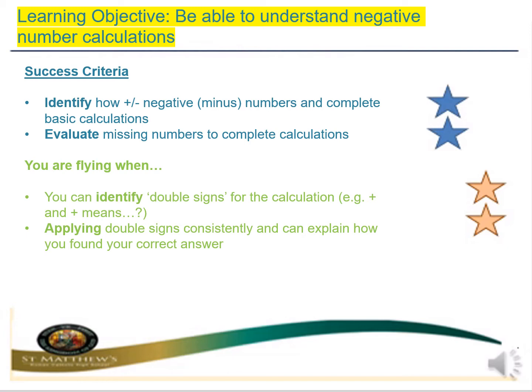Let's keep that up. So back to this, the success criteria. We're looking at how I identify how adding and subtracting negative minus numbers, how to do that, and completing basic calculations. So that's what we're looking at focusing on today, and we get our nice first blue star when we've done that.